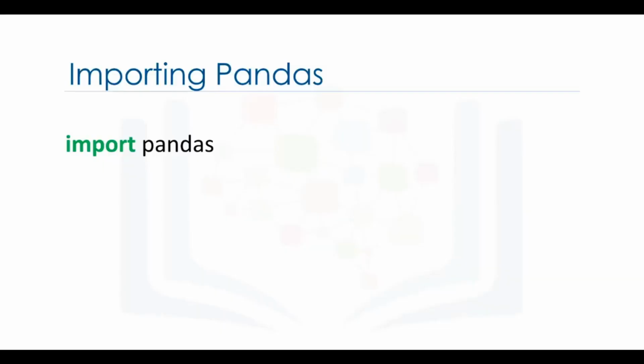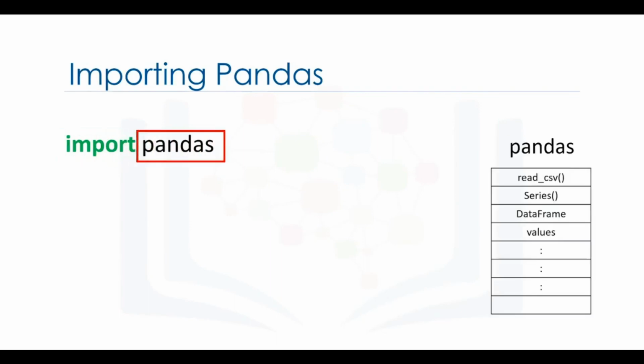We can import a library or a dependency like Pandas using the following command. We start with the import command, followed by the name of the library. We now have access to a large number of pre-built classes and functions. This assumes the library is installed. In our lab environment, all the necessary libraries are installed.